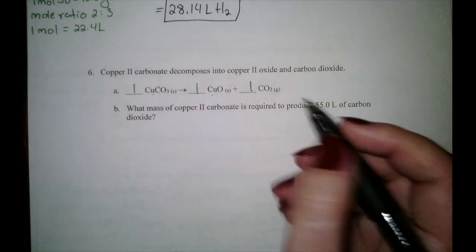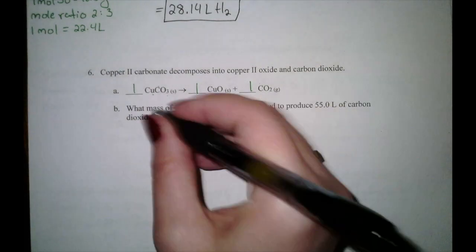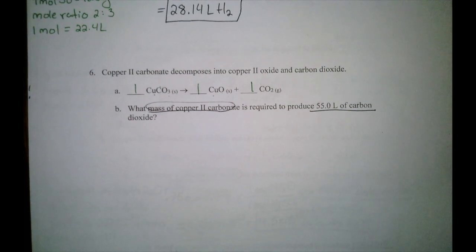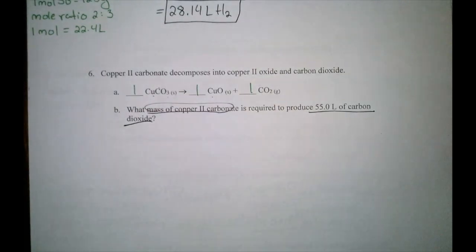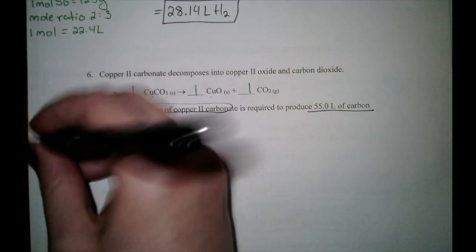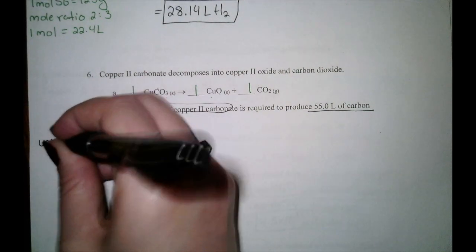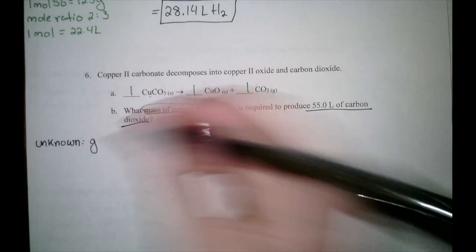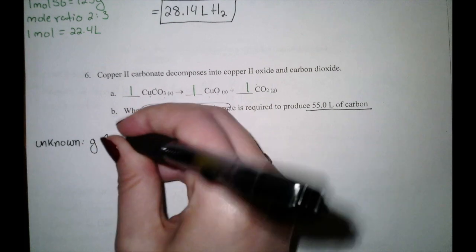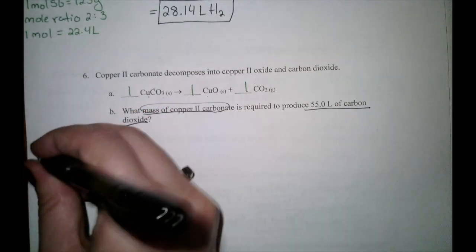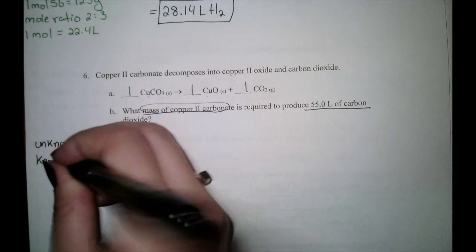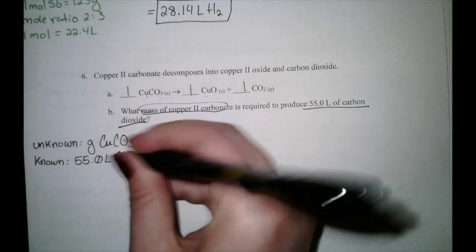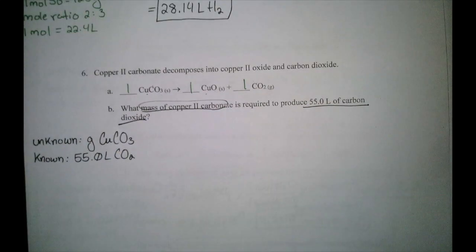This problem says, what mass of copper 2 carbonate is required to produce 55.0 liters of carbon dioxide? Well, this means my unknown is my mass in grams of copper 2 carbonate, and my first known is 55.0 liters of carbon dioxide.